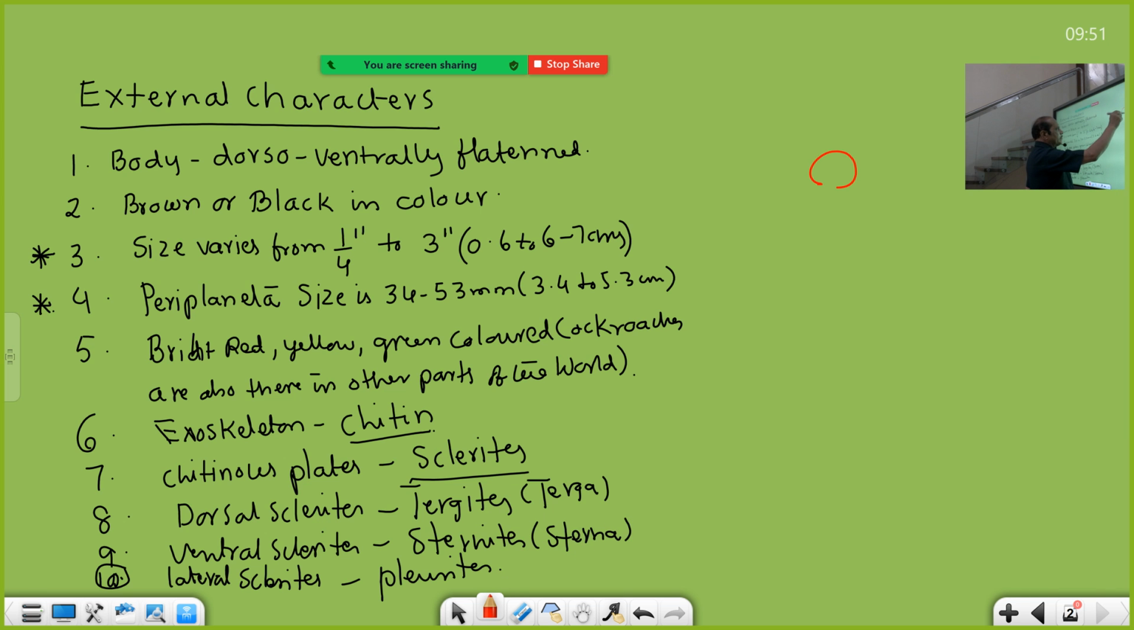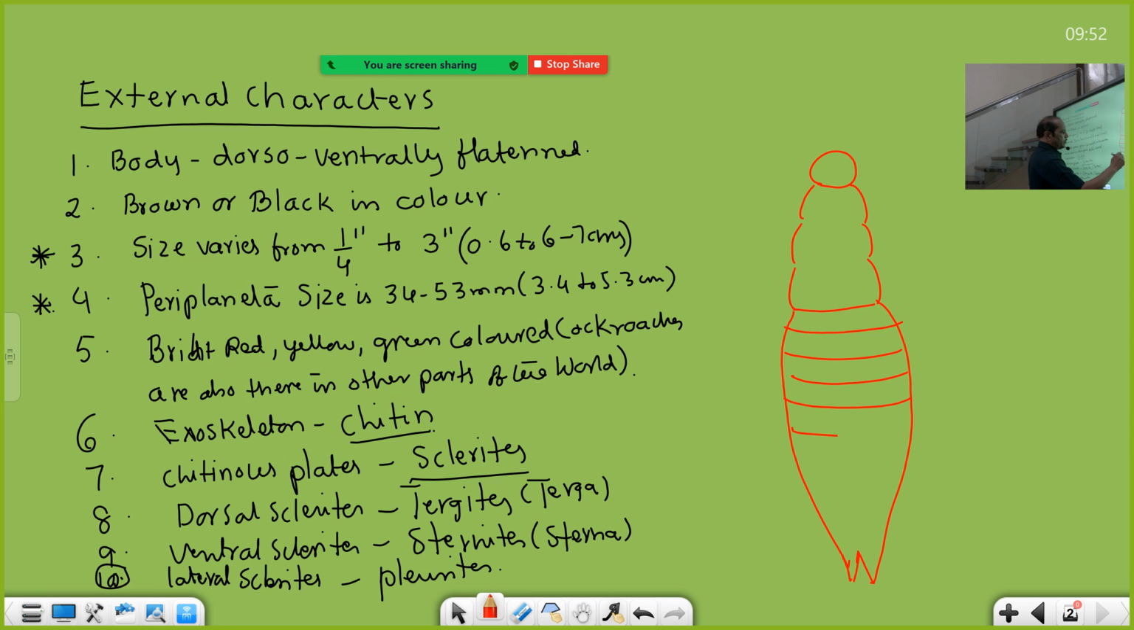This is the head region and the thorax, a 3-segmented thoracic region, and a 10-segmented abdomen region. The last abdominal segment is bilobed. So these are the abdominal segments, 10 in number. Now I am drawing: these are the dorsal sclerites, which are tergites. Ventrally, sclerites are there, sternites. This line is the pleurite. Here we should also demarcate the segmented area.